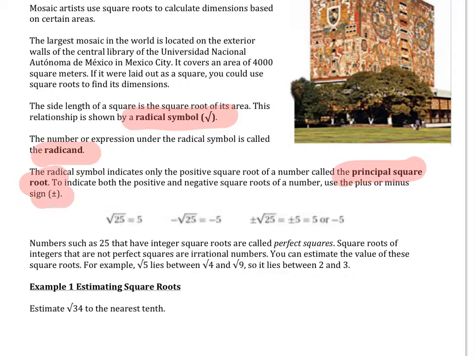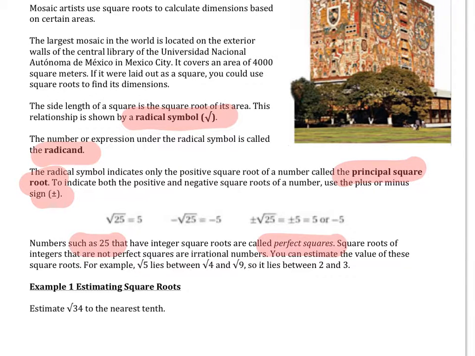So if I'm just taking the square root of 25, then that is meant to mean just 5. If I'm taking the negative square root of 25, then I negate afterwards, which is negative 5. The plus minus in front of the square root, then our answer is plus or minus. Numbers such as 25 are perfect squares.